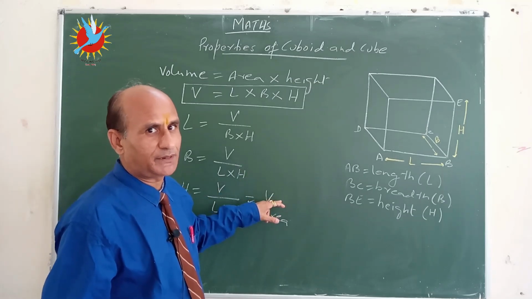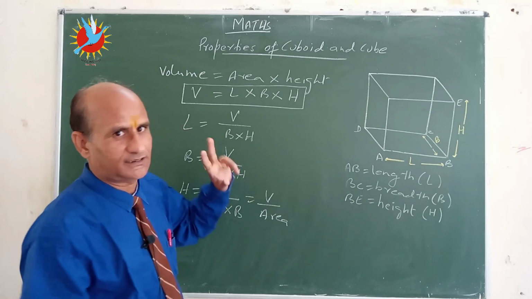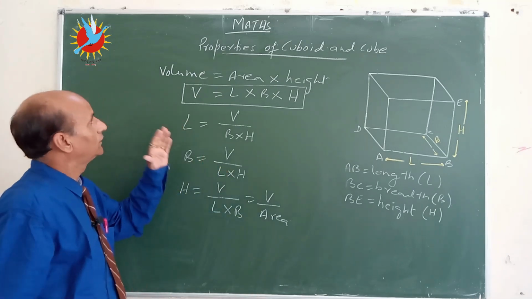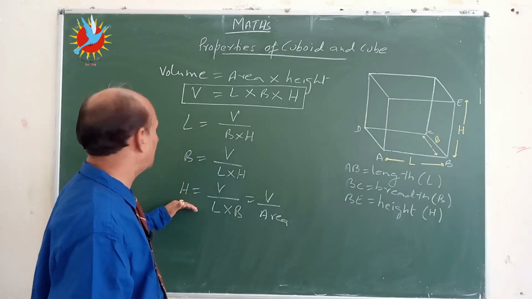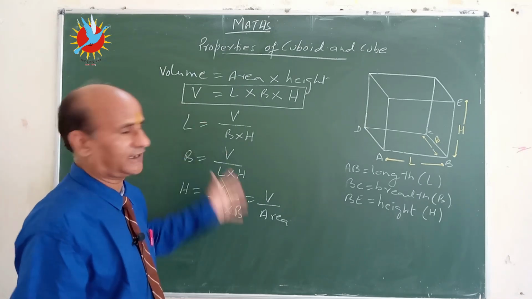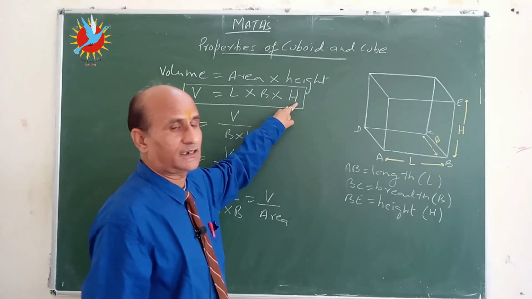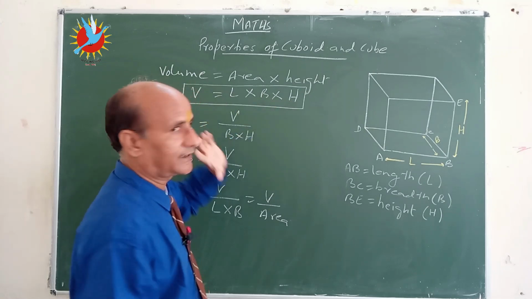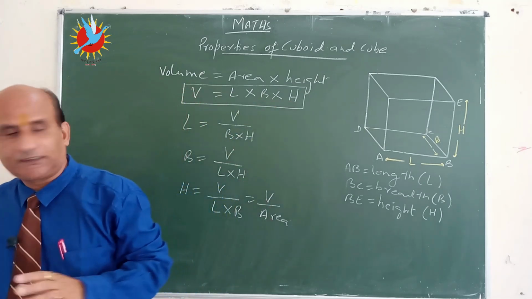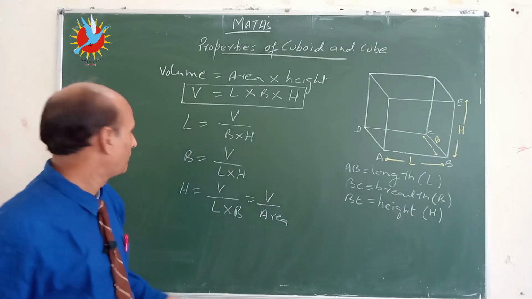If the volume is in meters, then you will get height in meters, width in meters and length in meters. So you will have three formulas: how to find the length, how to find the width, how to find the height when volume and the other two things are given. And when all three things are given and you are asked to find the volume, then you can multiply all three and you will get the volume. So this is the method of finding the volume and the other three parts of the volume.